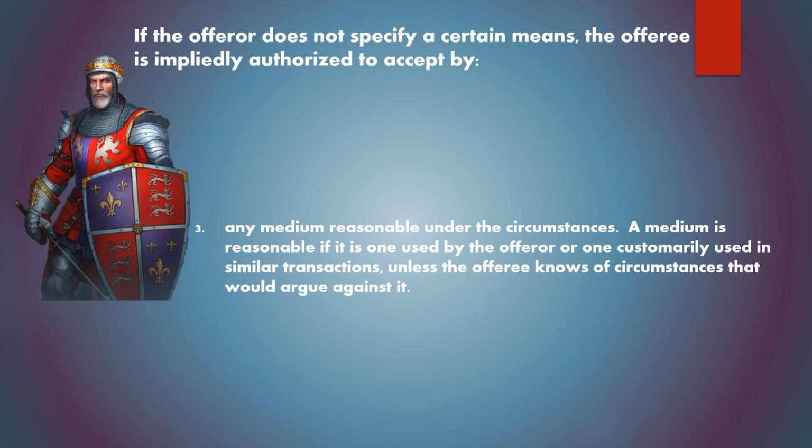Right? I mail you a letter with an offer in it. You want to accept the offer. However, you know that the delivery service, the post office, is about to go on strike. So what do you do? You send it by faster means, maybe Federal Express or someone like that.